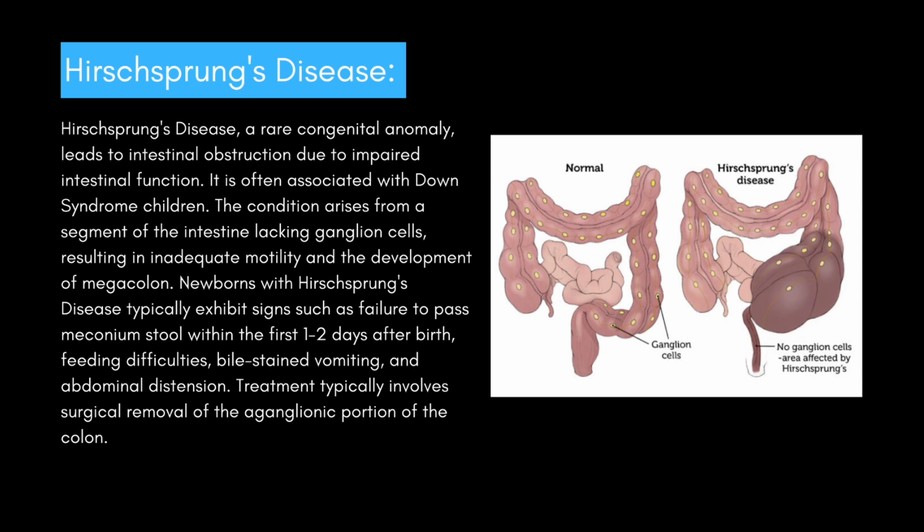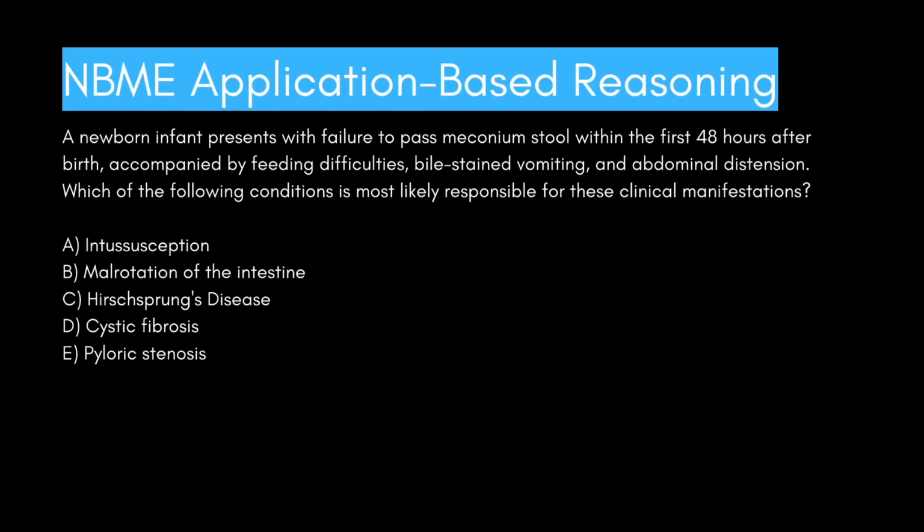Moving on, let's go ahead and take a look at some questions. We have a newborn infant who presents with failure to pass meconium stool within the first 48 hours after birth, accompanied by feeding difficulties, bile-stained vomiting, and abdominal distension. Which of the following conditions is most likely responsible for these clinical manifestations?